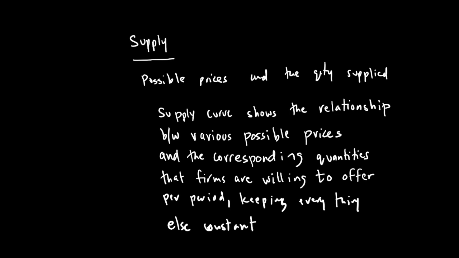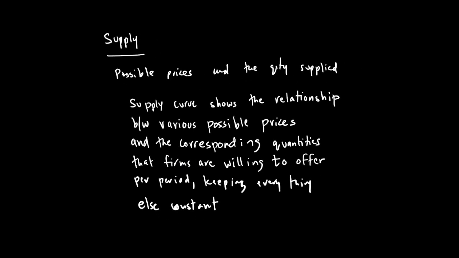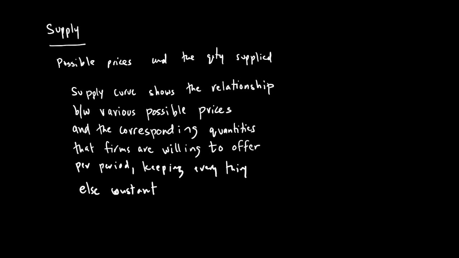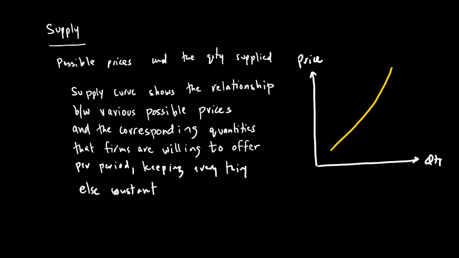So we'll keep those constant, and we look at the relationship simply between price and the quantity that firms are willing to produce. And if you look at this relationship, we will realize that the supply curve is upward sloping. So if this is my quantity and price, where price is on my y-axis and quantity is on my x-axis, we will see that the supply curve will be upward sloping, where when the price of a good goes up, firms will be willing to produce more of the good.